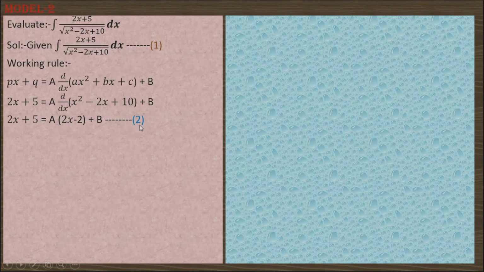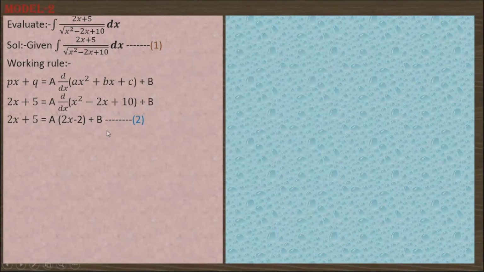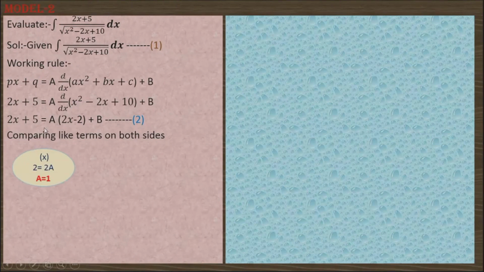Now we have to find the values of a and b. So I am comparing the like terms on both sides. First I am comparing the x coefficients on both sides. On the left side x coefficient is 2 and on the right side here the x term is 2x and it is multiplying with a. So x coefficient becomes 2 into a, 2a. So what are you getting here? 2 is equal to 2a. So by this a is equal to how much? 1. So here we got the value of a. Now we have to find the value of b.